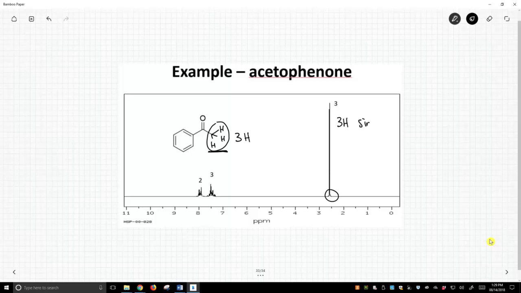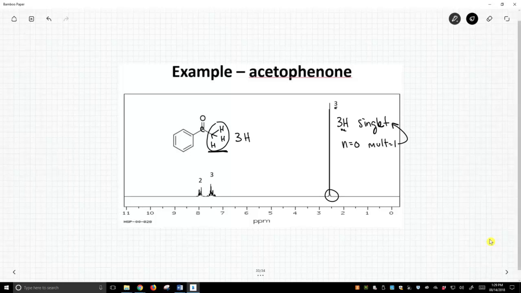It's a singlet. Notice there are no neighboring hydrogens. If there were, they'd be on that carbon, but that carbon already has 4 bonds. There are no hydrogens, so n equals 0. Therefore, its multiplicity equals 1, and it is indeed a singlet. It's 3 hydrogens, and you're given that value. That has a relative intensity of 3.